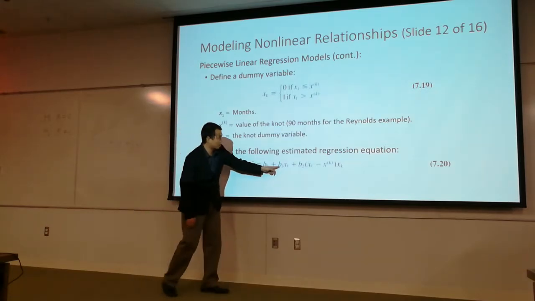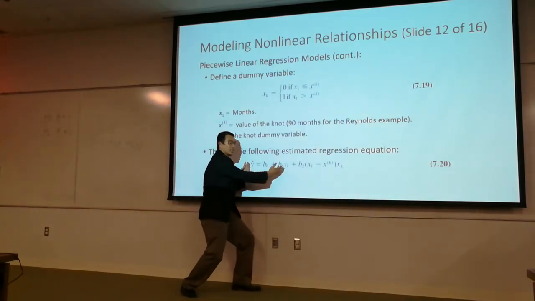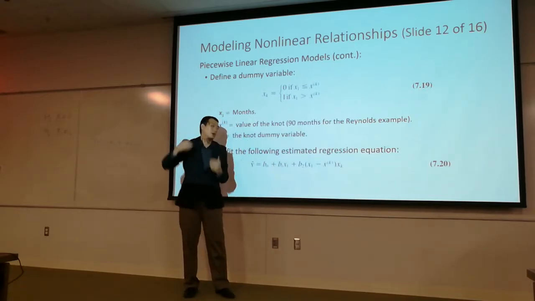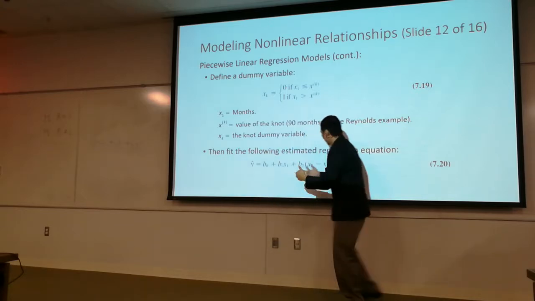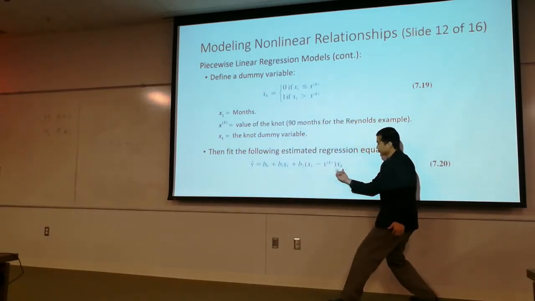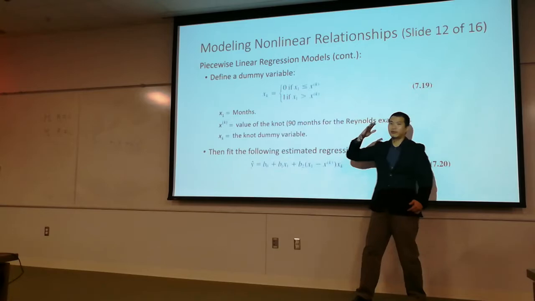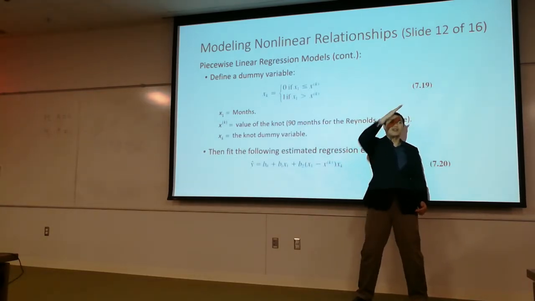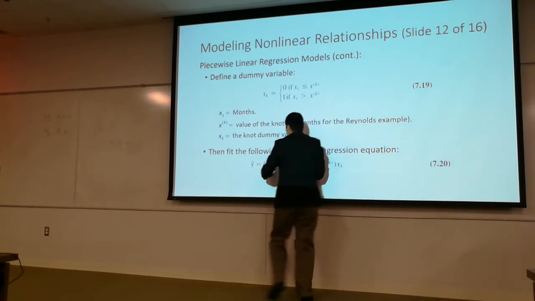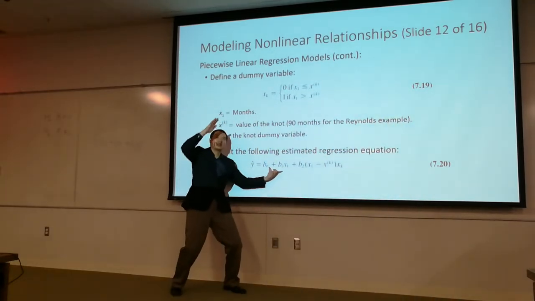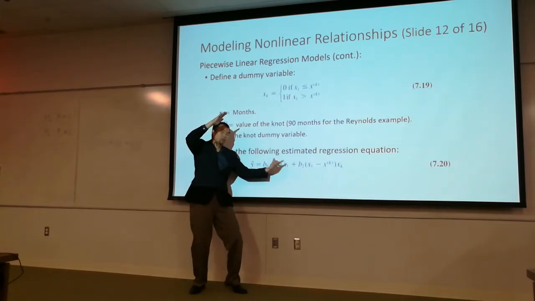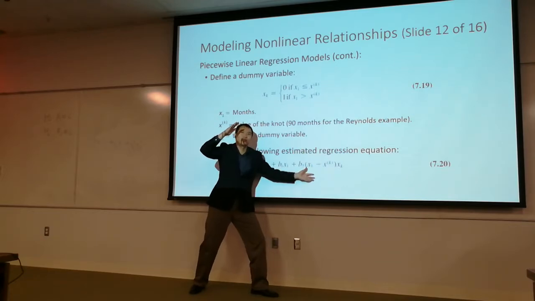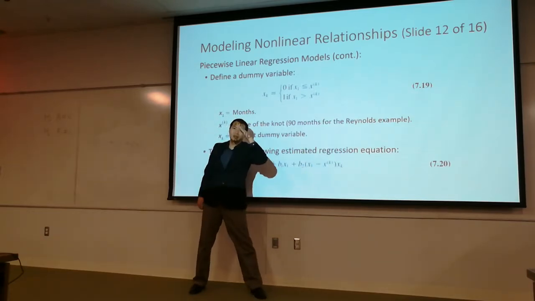So B0 plus B1 X, that's a simple linear model. But we have another section of the model. How do we incorporate that? We use this term. If the value is less than the breakpoint, we have this line. So this term is this line. But after the value is over the breakpoint, we have to add a term so that the model is this.